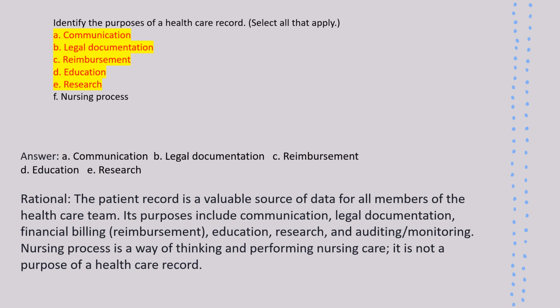Rationale: the patient record is a valuable source of data for all members of the healthcare team. Its purposes include communication, legal documentation, financial billing, reimbursement, education, research, and auditing, monitoring. Nursing process is a way of thinking and performing nursing care. It is not a purpose of a healthcare record.